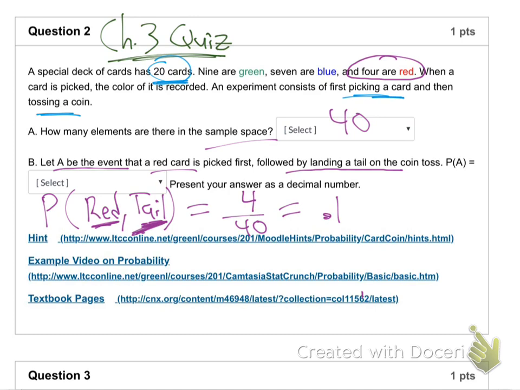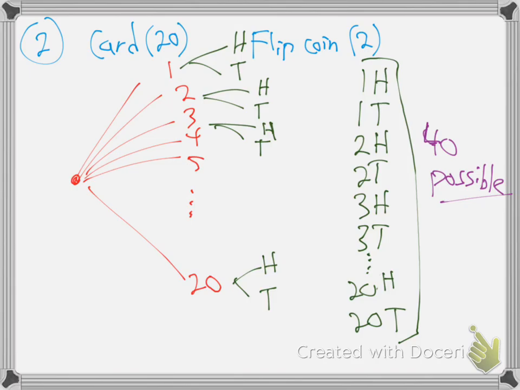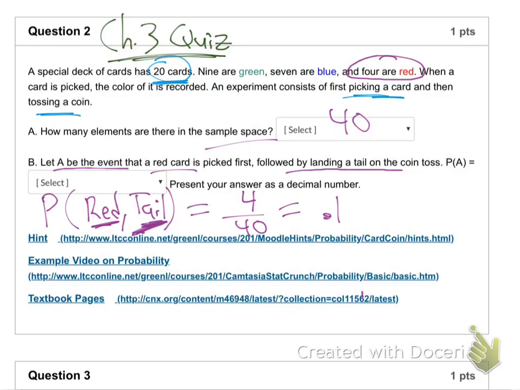Najwa. 40? Yeah, that's back over here. So there's 20 different cards, and each of those cards can go with a head or a tail on the coin flip. So it doubles it to be 40. 20 plus 20. Right. 20 cards with a head, 20 cards with a tail. 20 times 2. Does that make sense there? And red and tail, there's going to be 4 cards, because there's 4 red cards. And those are matched up with tails.